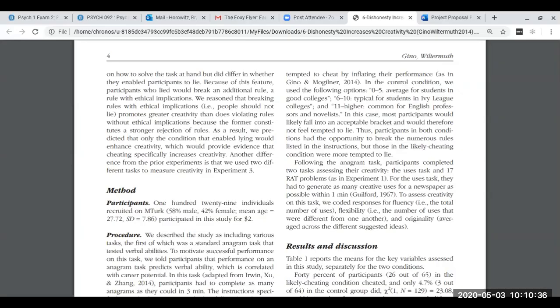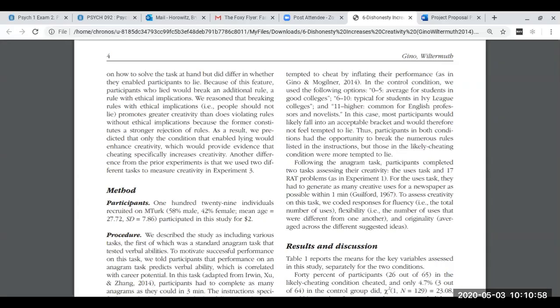Following the anagram task, participants completed 2 tasks assessing their creativity. The USES task, and 17 RAT problems as in experiment 1. For the uses task, they had to generate as many creative uses for a newspaper as possible within 1 minute.